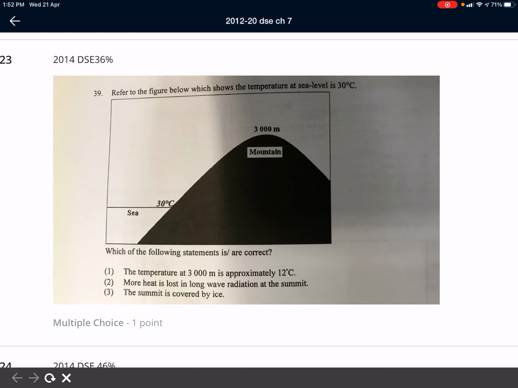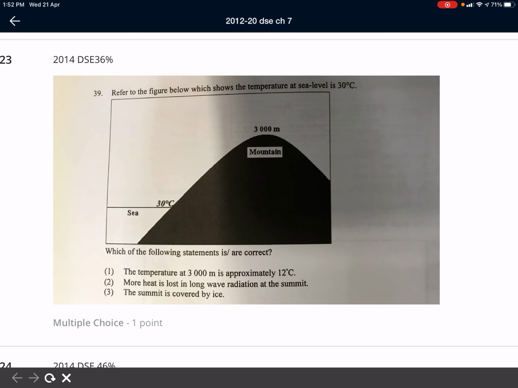Referring to the figure below, which shows the temperature at sea level, which is 30 degrees Celsius, which of the following statements is correct? The temperature at 3000 m is approximately 12 degrees. So what should you do? There's a term called the environmental lapse rate. What is the environmental lapse rate?